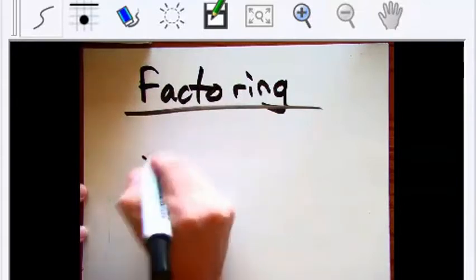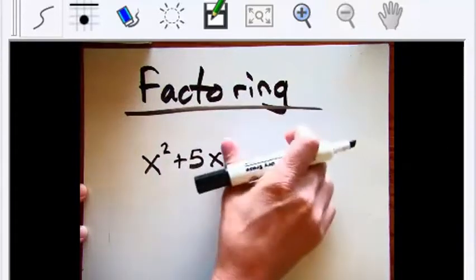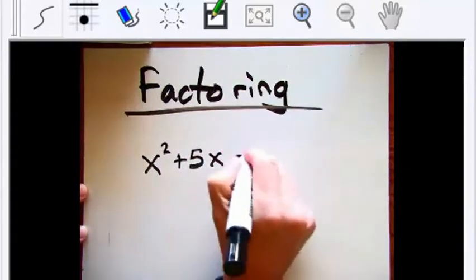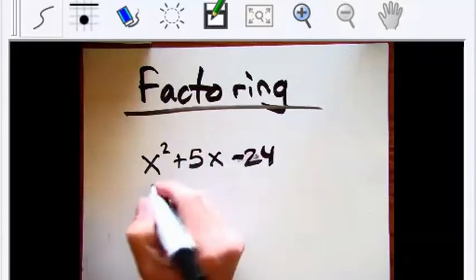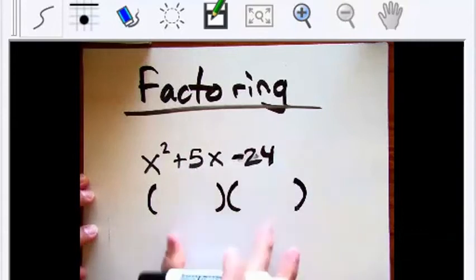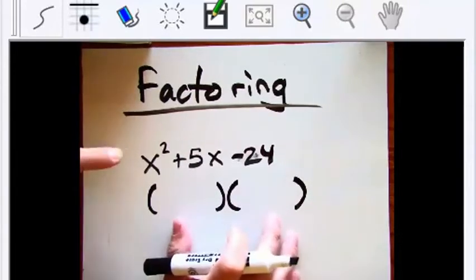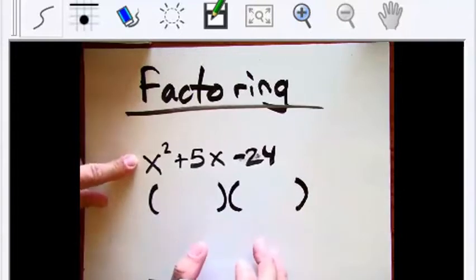So here's your first one. Remember, my goal is to find the factors that when I multiply these two, like you did in the previous assignment, I will get this as my solution, as my product.